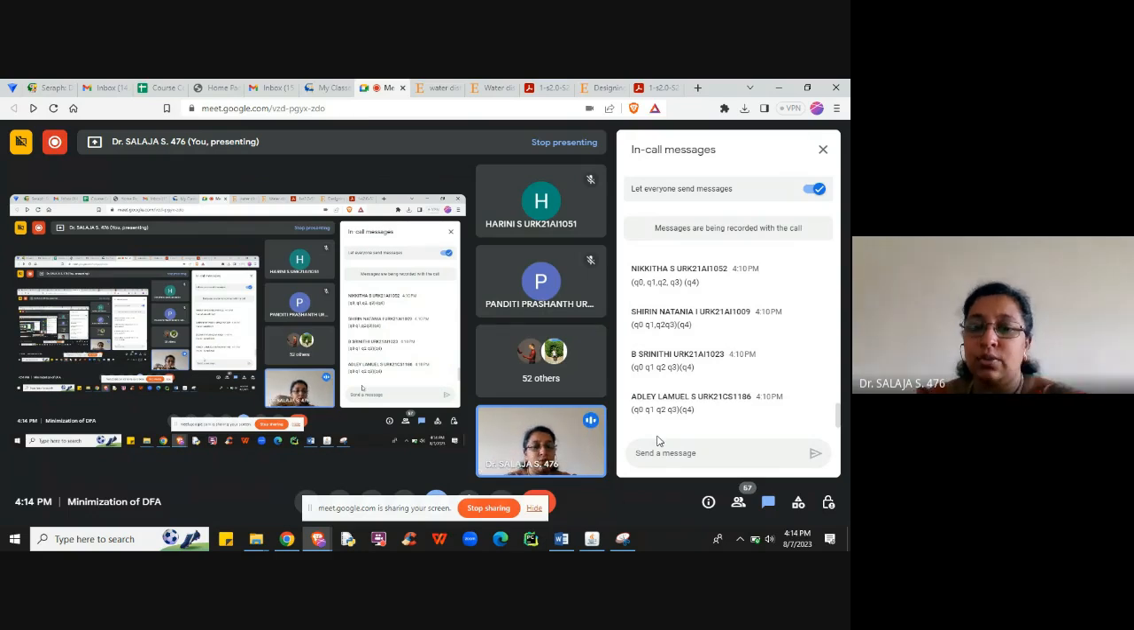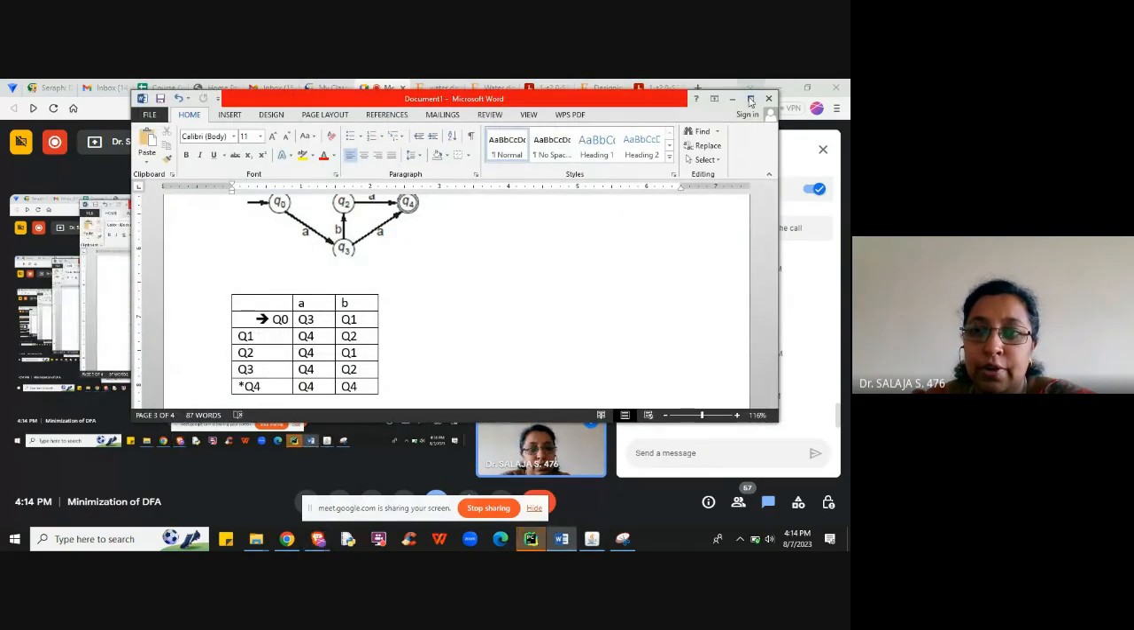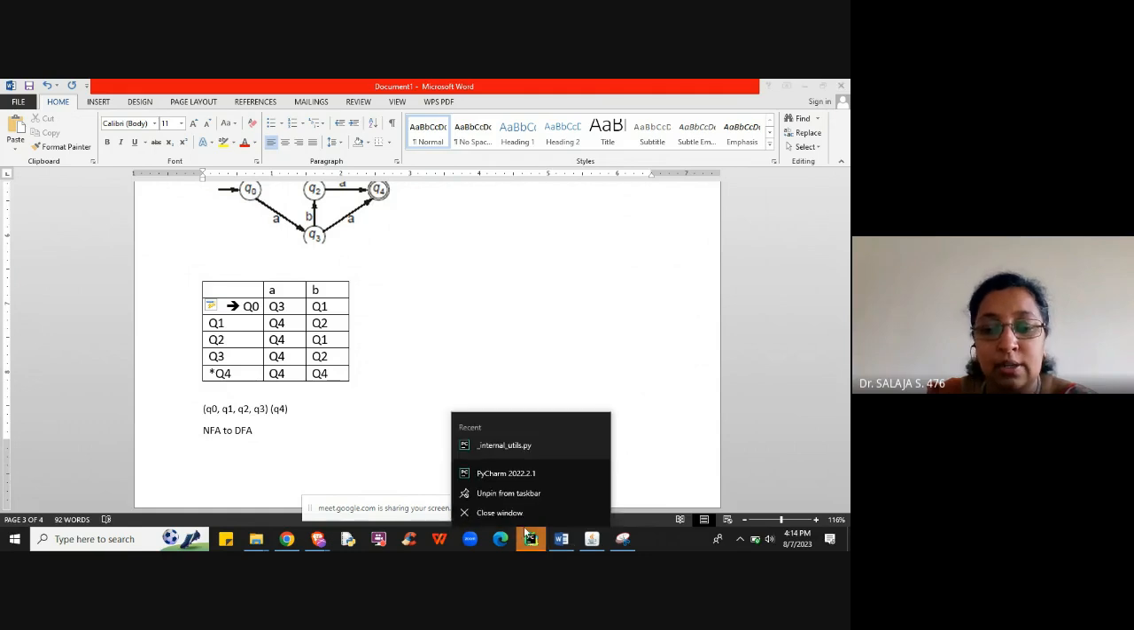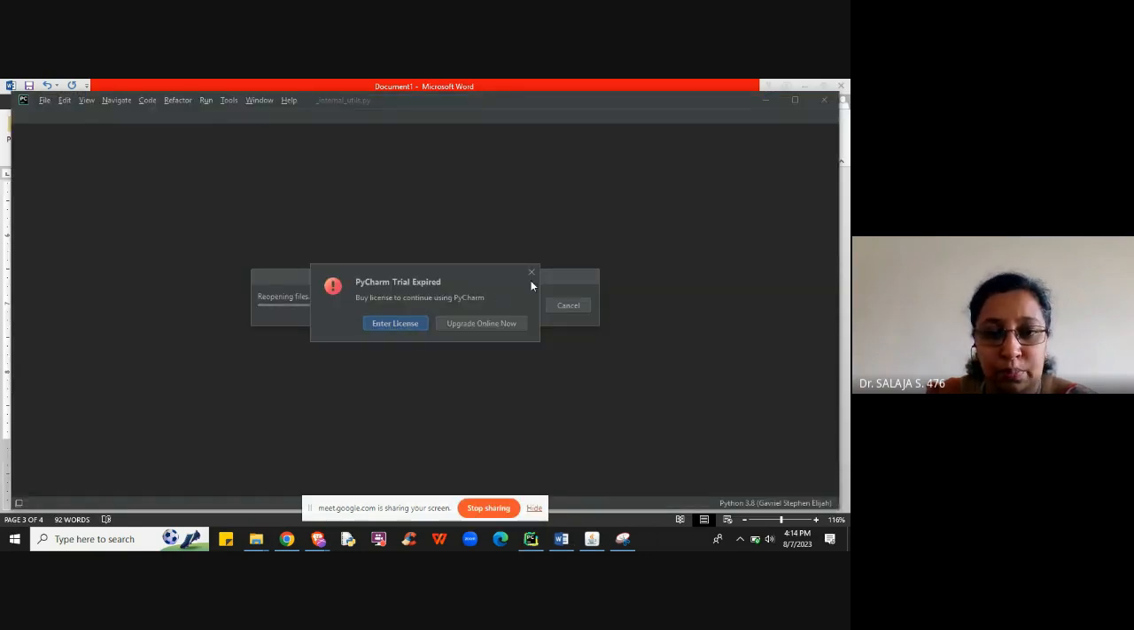Q0, Q1, Q3 go together, whereas Q4 is the final state. So we'll move forward. We'll go ahead with Q0, Q1, Q2, and Q3 in one group, and Q4 in the next group. So we cannot do anything with the second group, whereas I can do something with the first group, right?